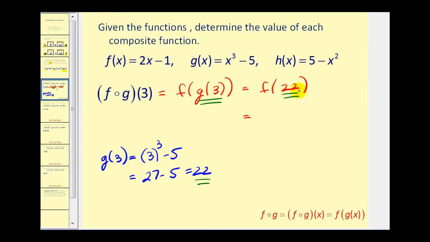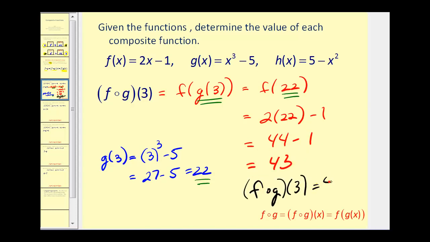Now 22 will become the input into f. Notice here f multiplies the input by 2 and then subtracts 1. So we have 44 minus 1, so we have 43. So f of g of 3 is equal to 43. Let's go ahead and take a look at another one.